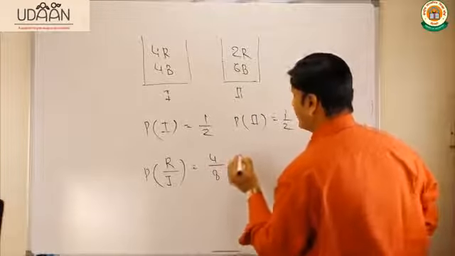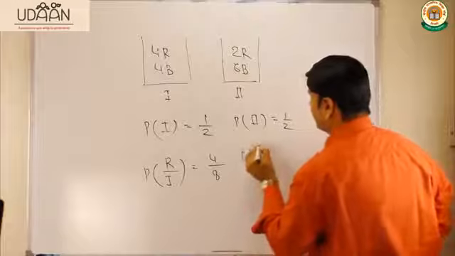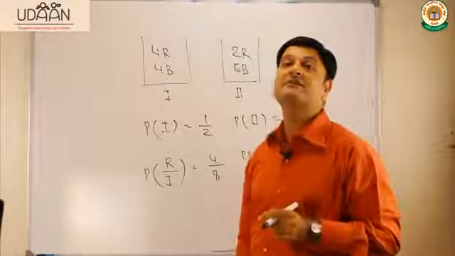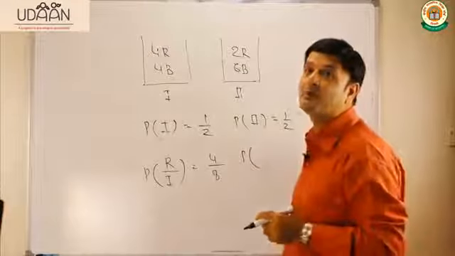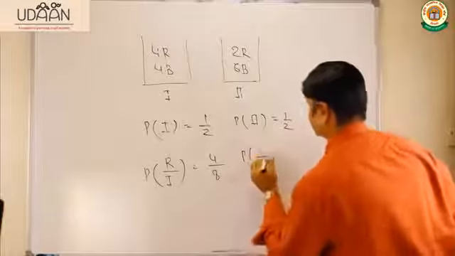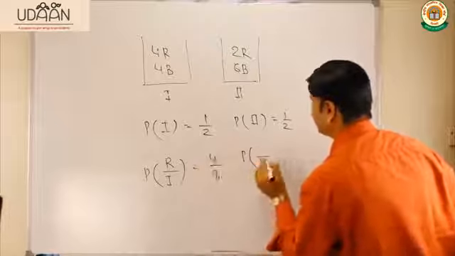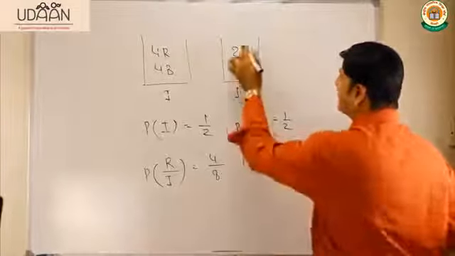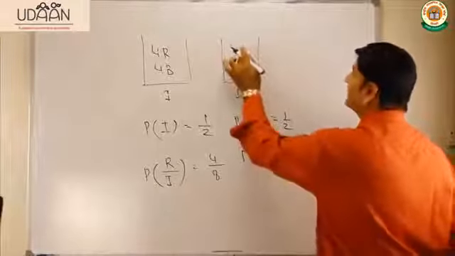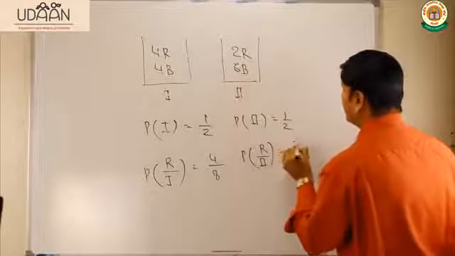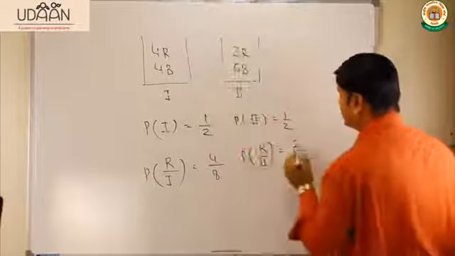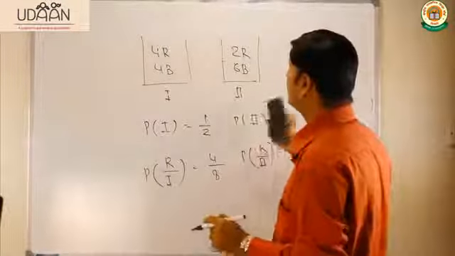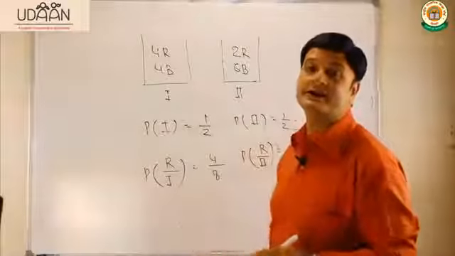In a similar way, if I have selected bag number 2, then what is the probability of getting a red ball? Selecting bag number 2 means it is given. Now for the probability of a red ball, we are very clear that in bag number 2 we have 2 red balls and the total number of balls is 8. So far it is easy to calculate.